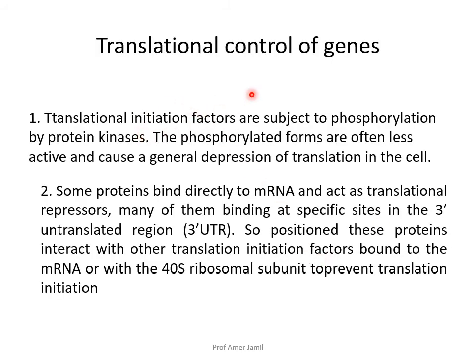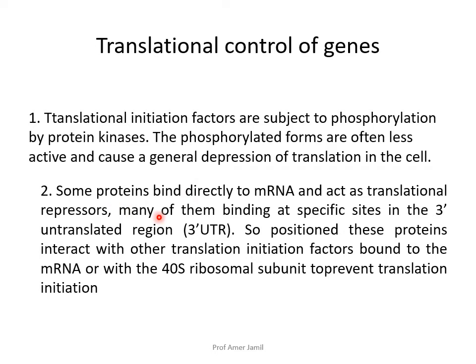Now coming to the translational control of genes. So far we have been discussing control at the transcription level, but in certain cases in eukaryotic cells, translational control also exists. Translational initiation factors are subject to phosphorylation by protein kinases. These phosphorylated forms are often less active and cause a general depression of translation in the cell. It means this is the first control: if the translational initiation factors are phosphorylated, translation is repressed.